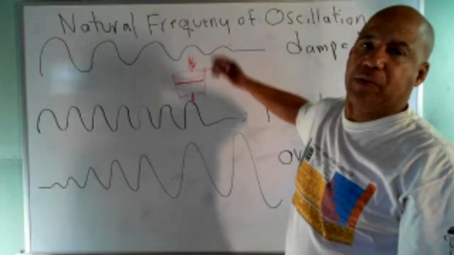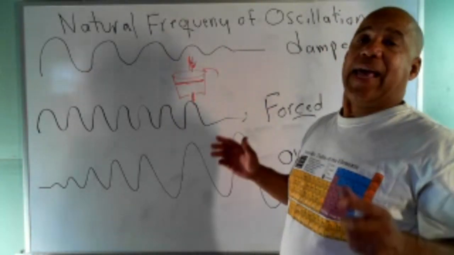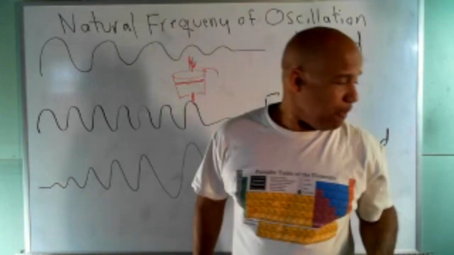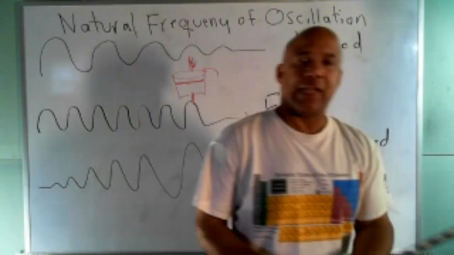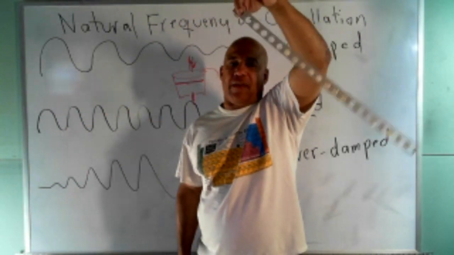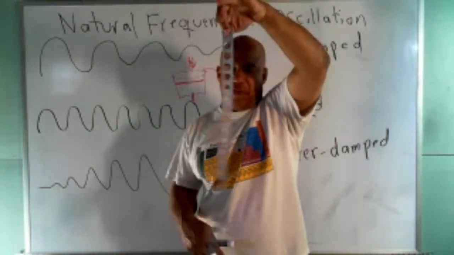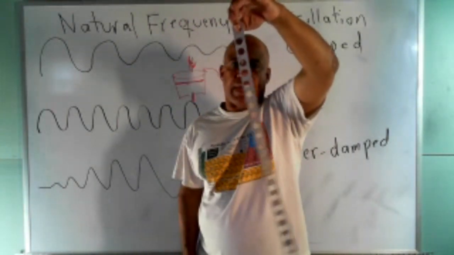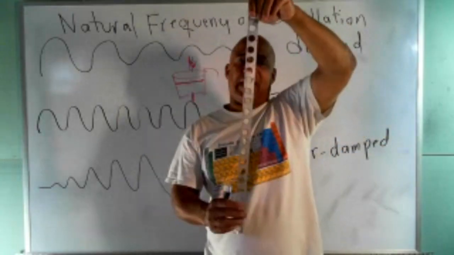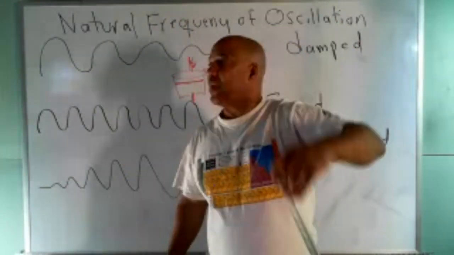Everything has a natural frequency of oscillation. If I go to this, I pull it back, it moves back and forth at a certain frequency, the number of events per unit of time. It's determined by how I'm holding it, by the length of this, by several factors. But everything has a natural frequency of oscillation.